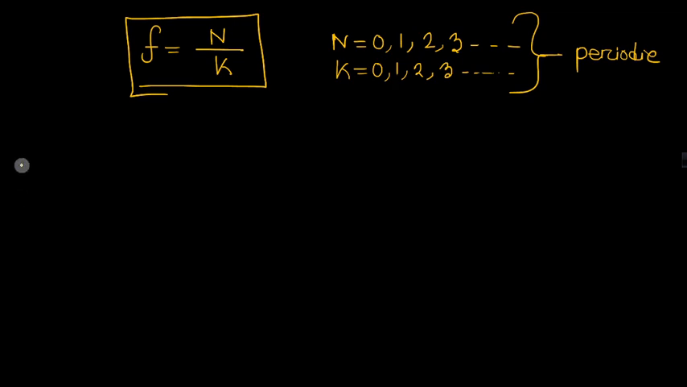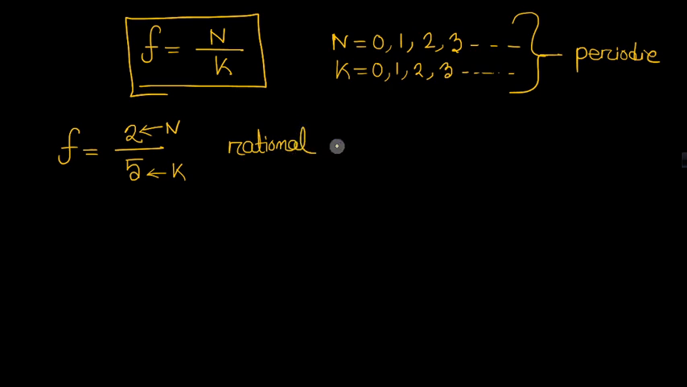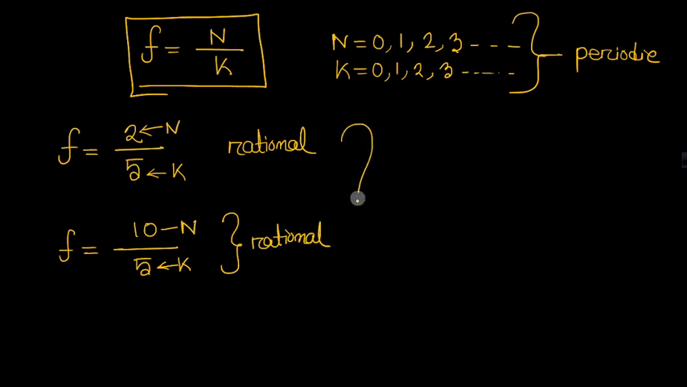Let me give you an example. Let's say f is equal to 2 divided by 5. That means one integer is 2 and the other is 5. So it's a rational number, right? So it's a rational number, so it's periodic. If you have 10 divided by 5, both are integer numbers. That means the total is a rational number, so this signal is periodic.